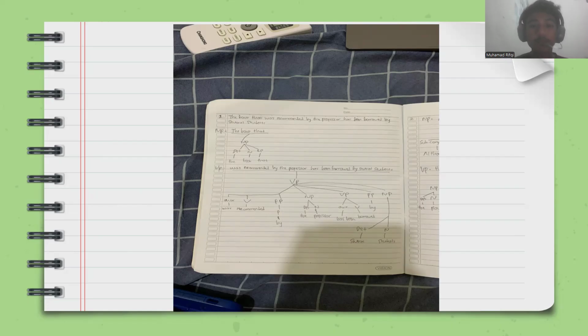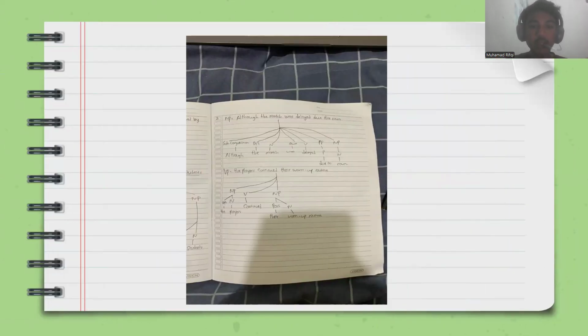For number 1. And number 2, the noun phrase, the subordinating conjunction is also, the determiner is the, and the noun is match, the auxiliary is was, the verb is delayed, and the prepositional phrase, the preposition is due to, and the noun phrase, the noun is rain. And the verb phrase, the noun phrase is determiner the, and noun players, the verb is continued, and the noun phrase again, the possessive noun is their, and the noun is warm-up routine.